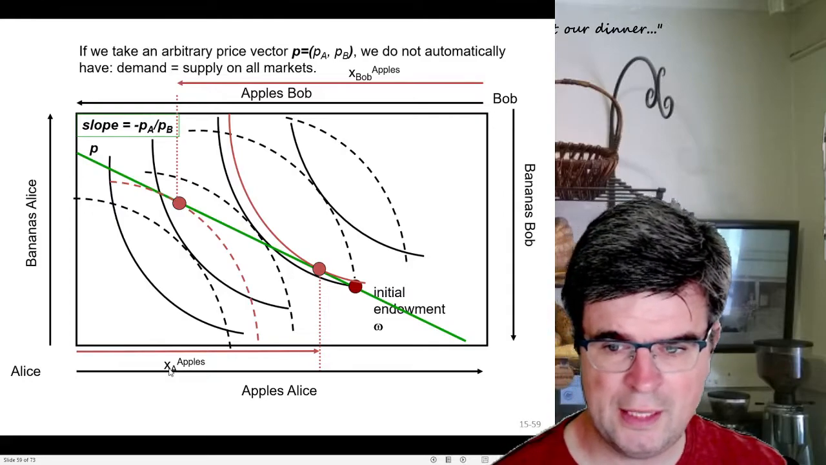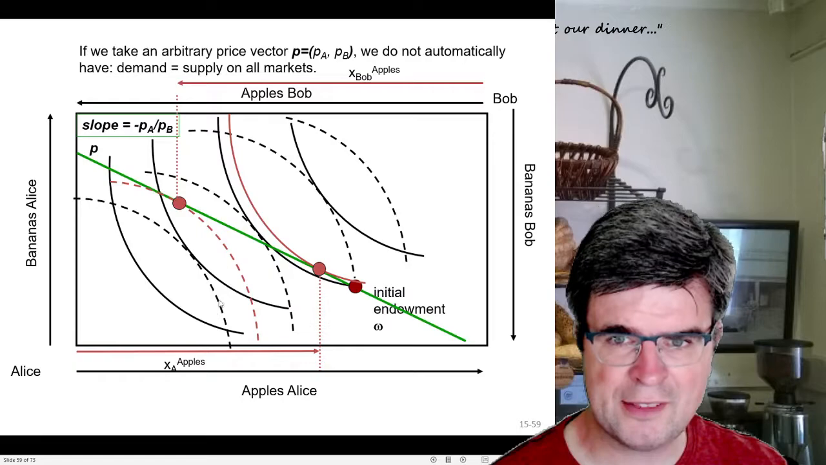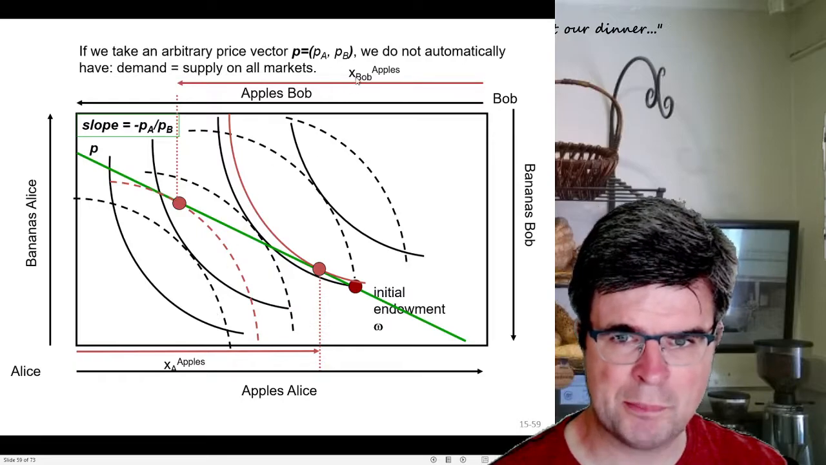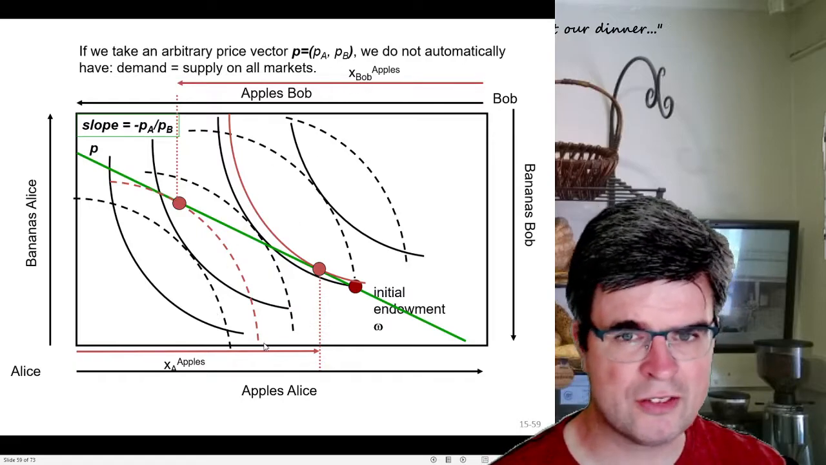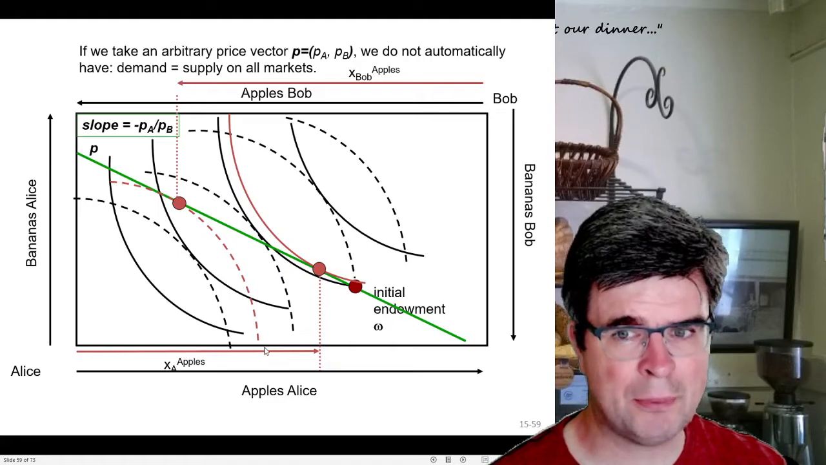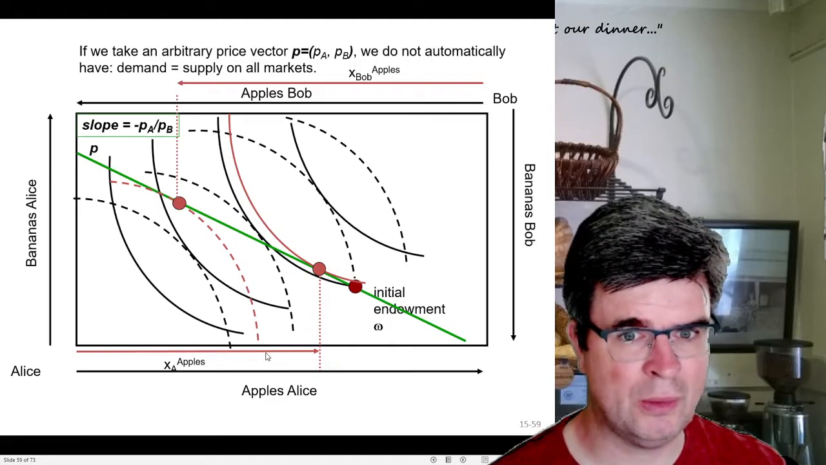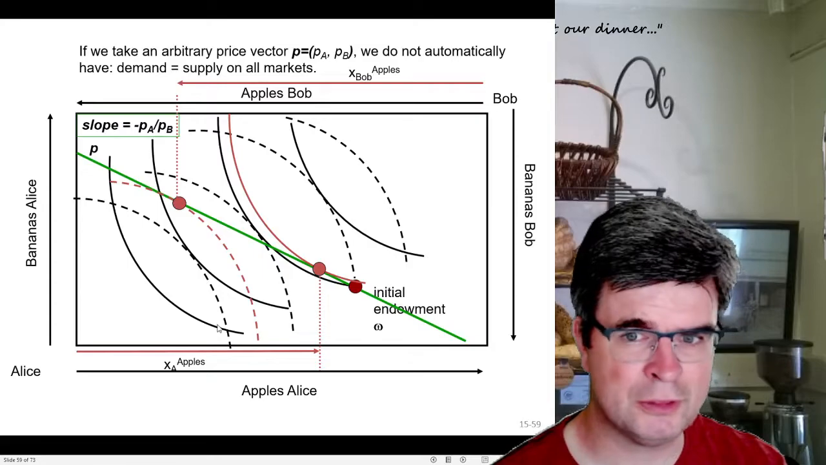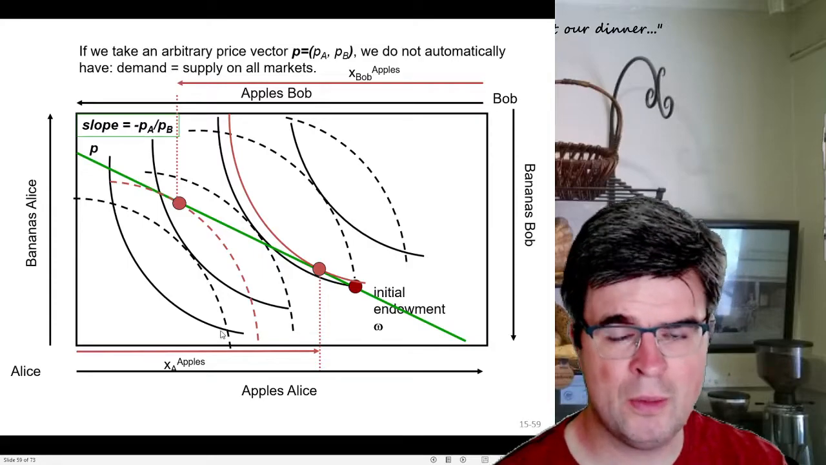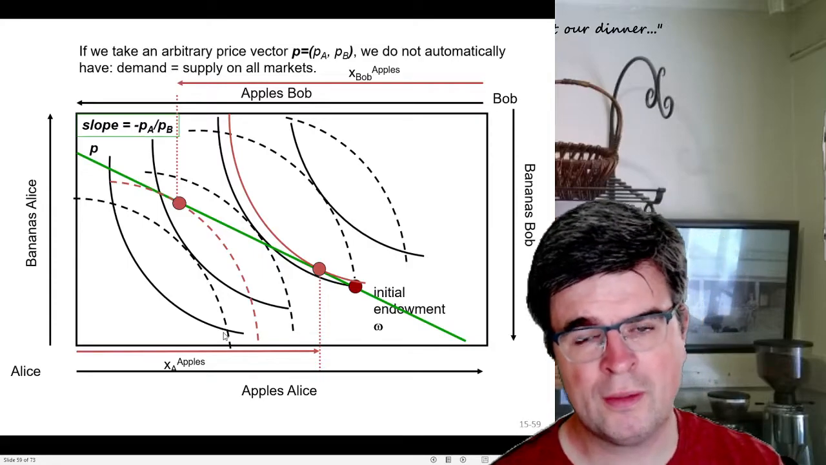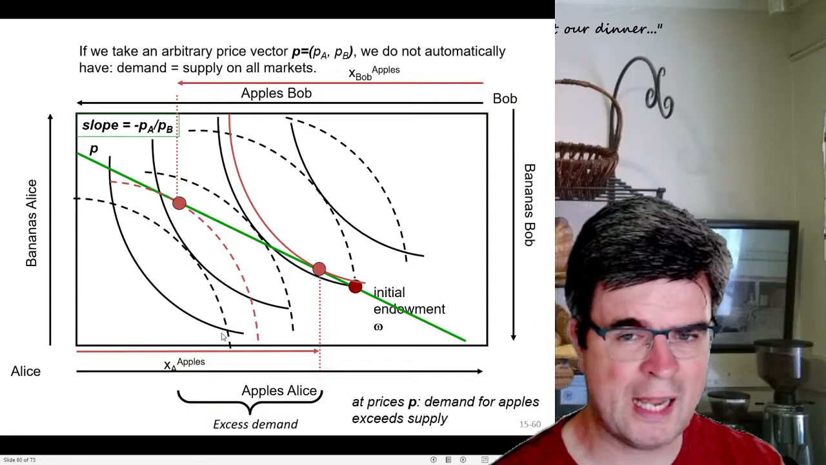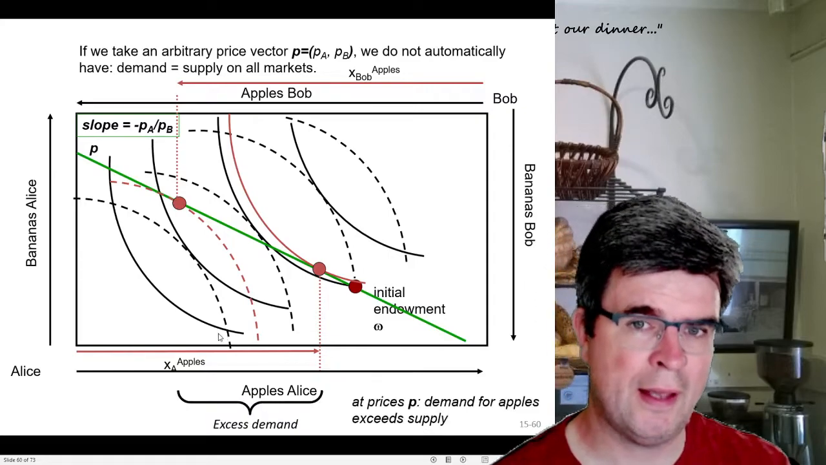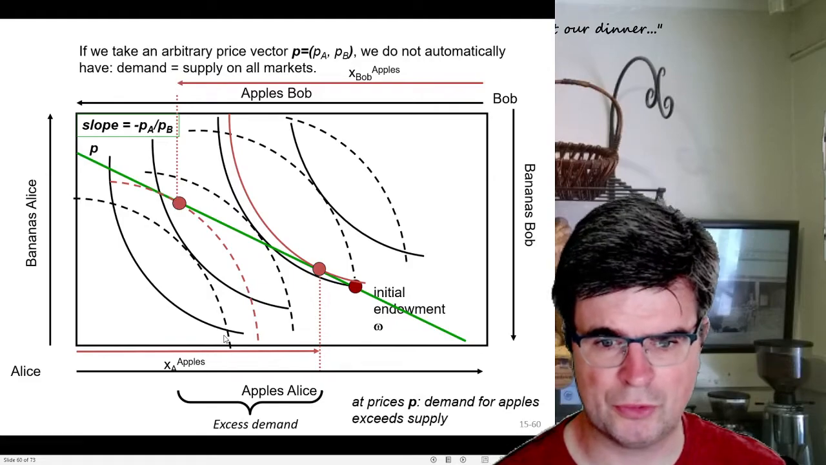But as you can see, X_A and X_B for apples exceeds the total number of apples that are available in this economy, because the total number of apples is limited to 10. And now together they demand more than 10 apples. So there's an excess demand for apples at the prices that we observe.